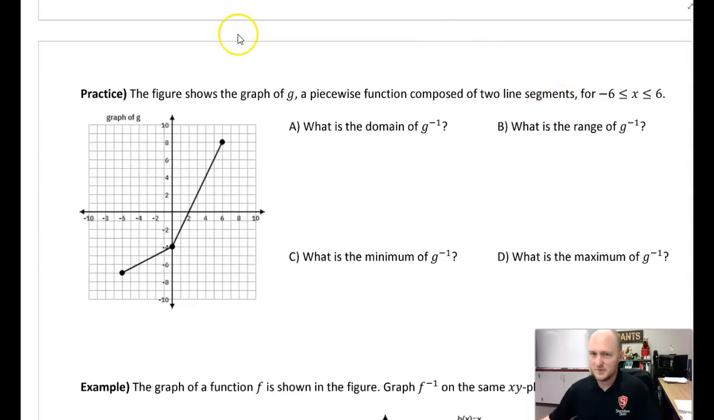Next practice problem. Please pause me. Try this example. We'll check our answers in a second.